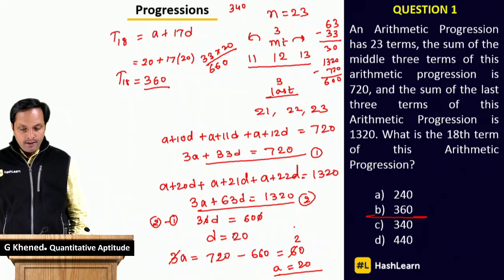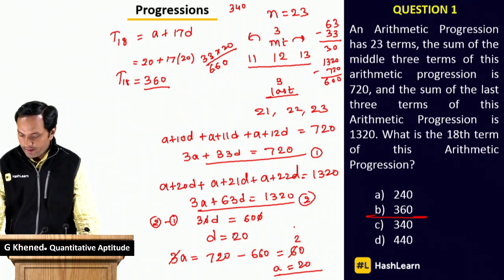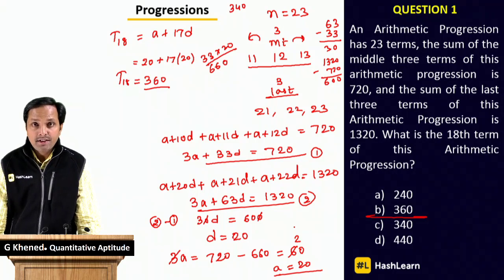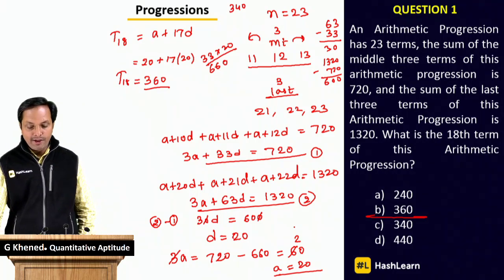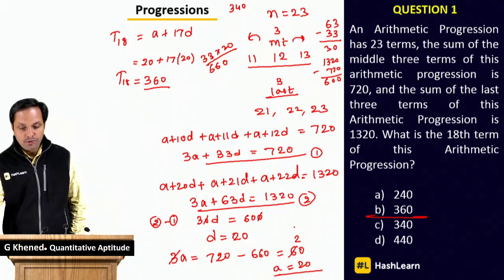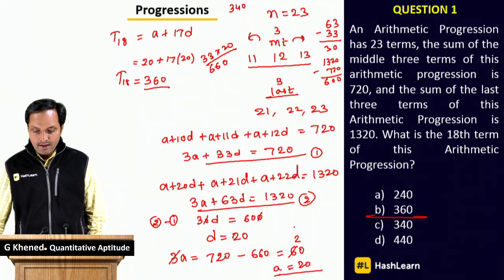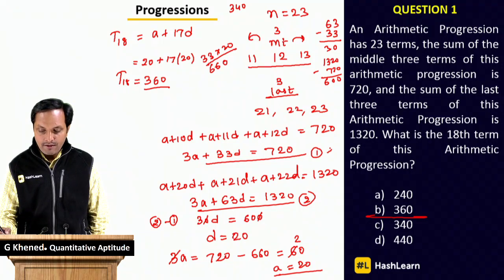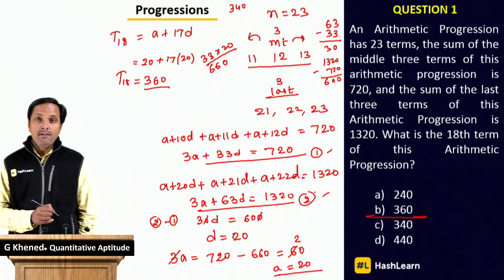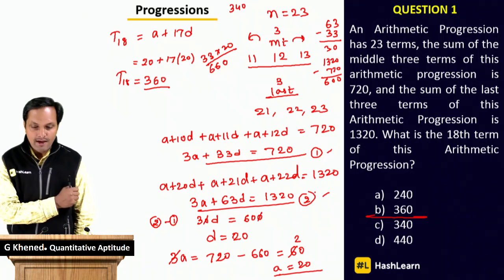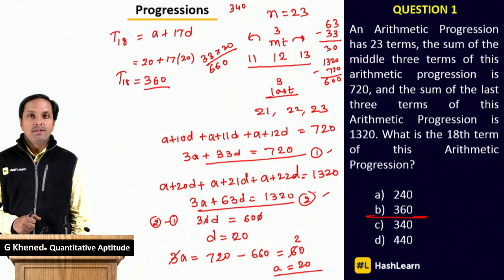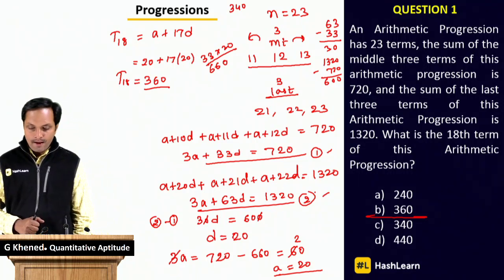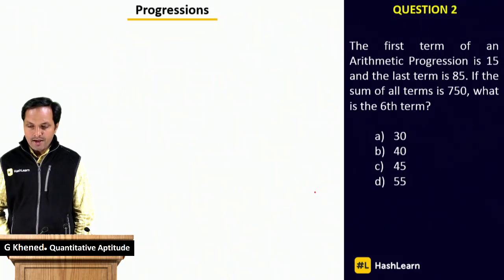So here you should be sharp in calculating the things. If you miss certain terms, then you will get a wrong option. So make sure you do the calculations perfectly. The first step will give you the first equation, the second step will give you the second equation. Solve them, you will get the A and D values. Substitute, you will get the 18th term. Okay, then let us go to the next one.